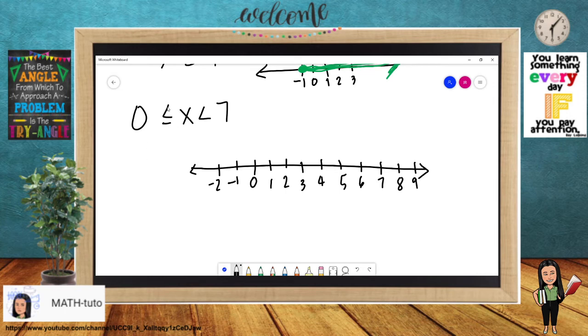So, dito, etong part na to, sa 0, may equal to, ibig sabihin, included yung 0. Included. So, bracket ang gagamitin natin. Ibang color ko siya, bracket. Okay? And then, 7 is not included, parenthesis yon. And then, we shade all numbers in between.